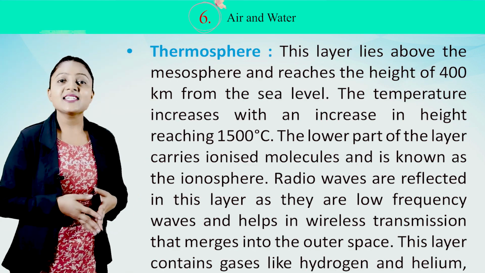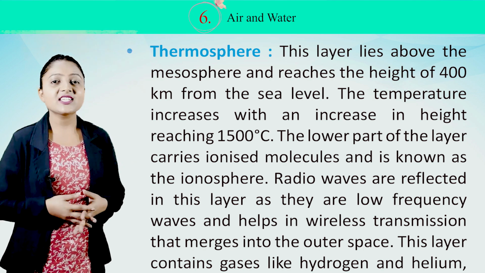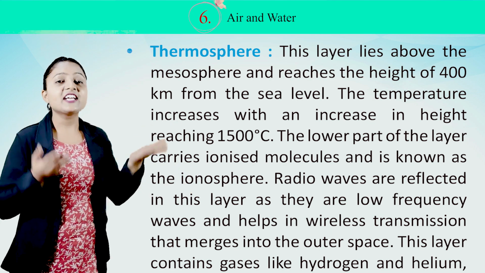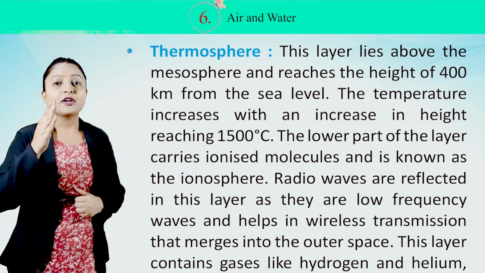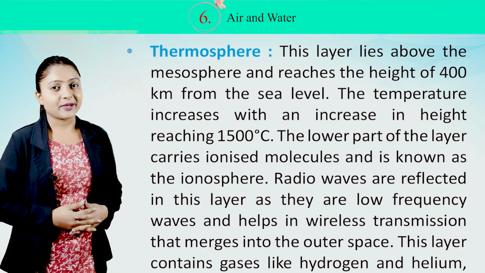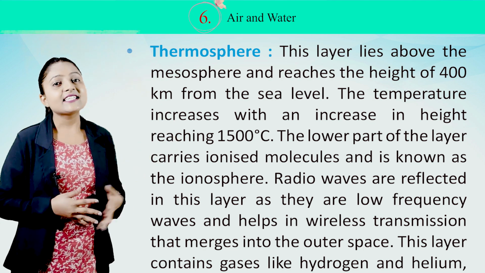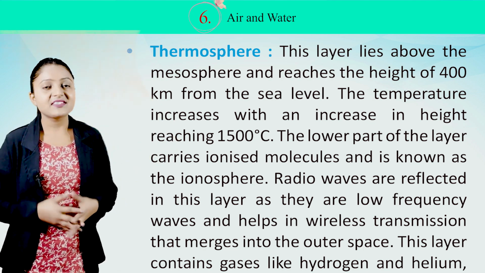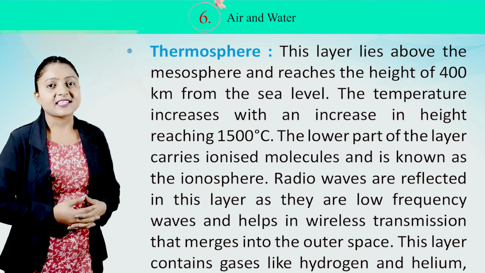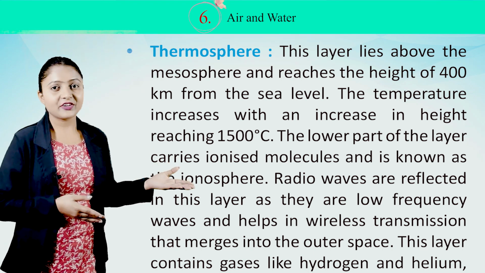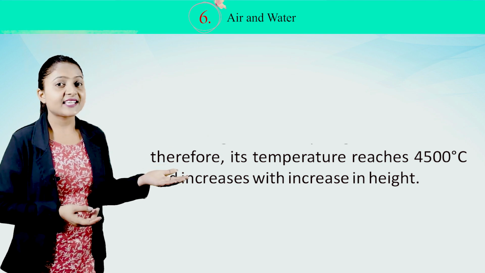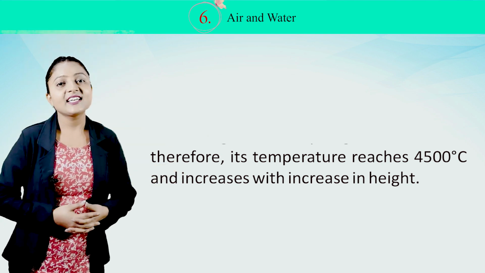Thermosphere. This layer lies above the mesosphere and reaches the height of 400 km from the sea level. The temperature increases with increase in height, reaching 1500 degrees Celsius. The lower part of the layer carries ionized molecules and is known as the ionosphere. Radio waves are reflected in this layer as they are low frequency waves and help in wireless transmission that merges into the outer space. This layer contains gases like hydrogen and helium. Therefore, its temperature reaches 4500 degrees Celsius and increases with increase in height.